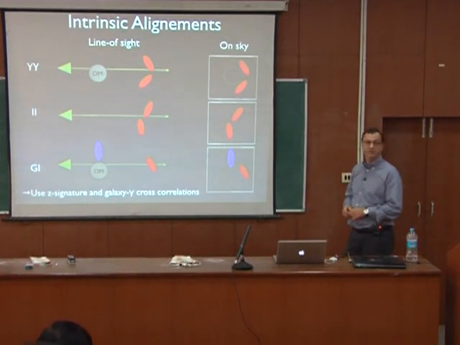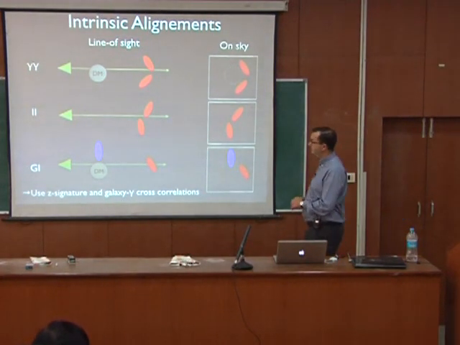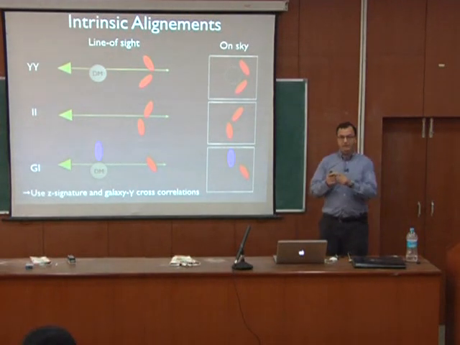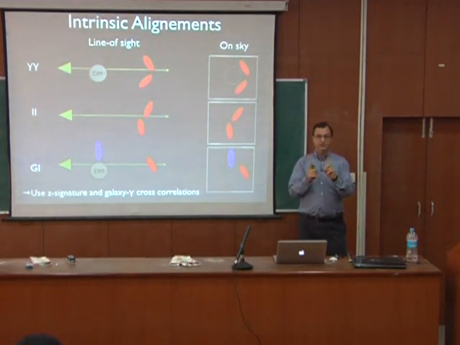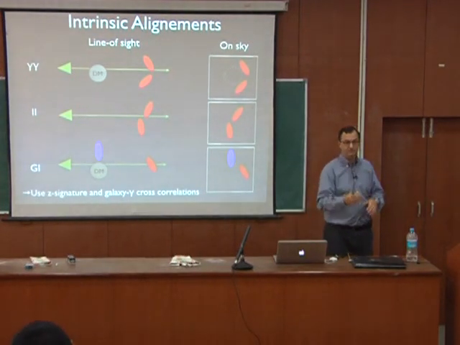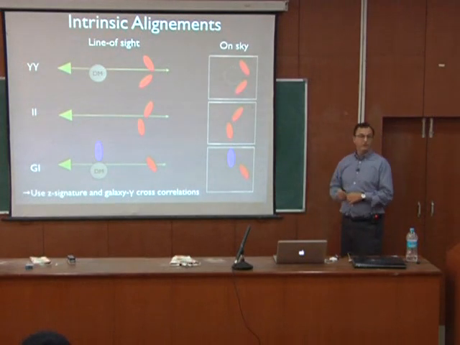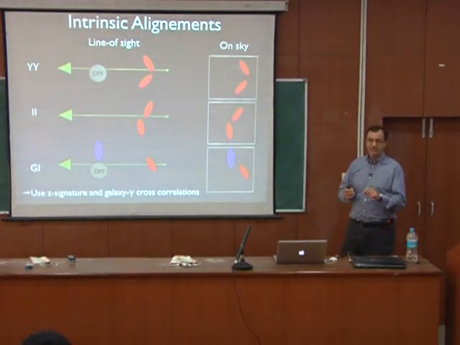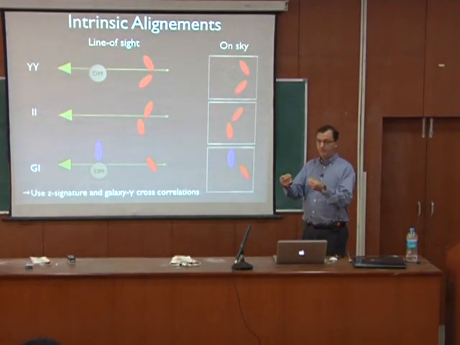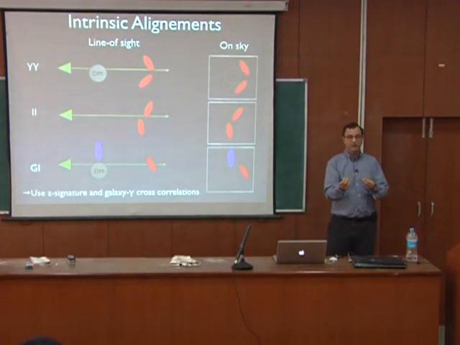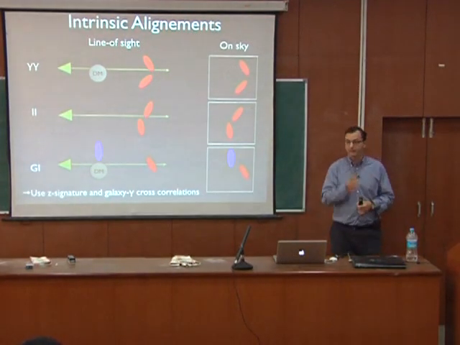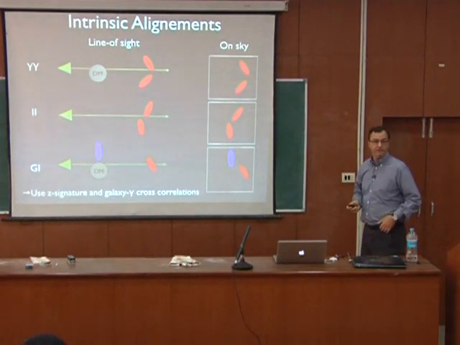Another systematic is called intrinsic alignments. Until now, we've assumed that in the absence of lensing, the galaxies are randomly oriented, and that any correlations in the shapes of the galaxies, or any statistical alignment of the galaxies, are produced by lensing. It turns out that's a very good approximation, but it's not quite right. Galaxies can also have some intrinsic alignments. Their shapes can be intrinsically correlated just because of astrophysics, and that needs to be taken into account and corrected.